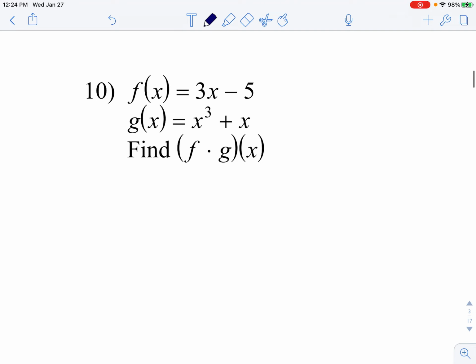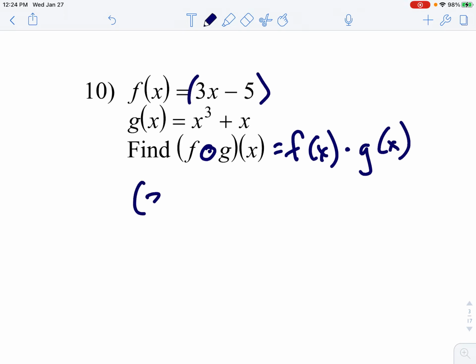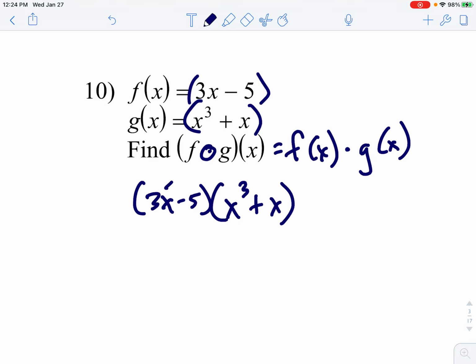Number 10, f times g of x means we're going to do f of x times g of x. So that's going to be the first function, 3x minus 5, multiplied by the second function, which is x cubed plus x. When you multiply in a situation like this, you do have to do the FOIL method. So I'm going to multiply first. 3x times x to the third is 3x to the fourth. Remember, there's a first power there, and you add the powers. 1 plus 3 gives us that 4. So that's first. Outside, 3x times plus x, that's going to be plus 3x squared, because that has its own first power. 1 plus 1 is 2.